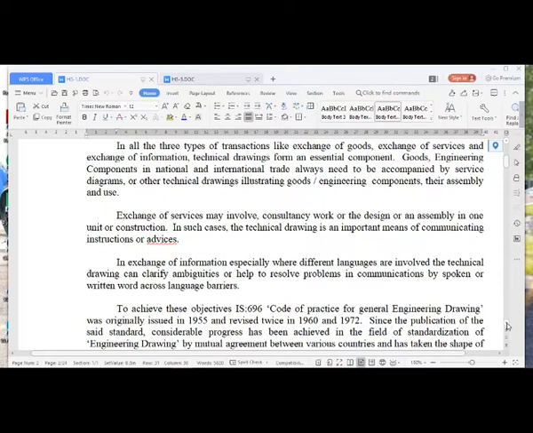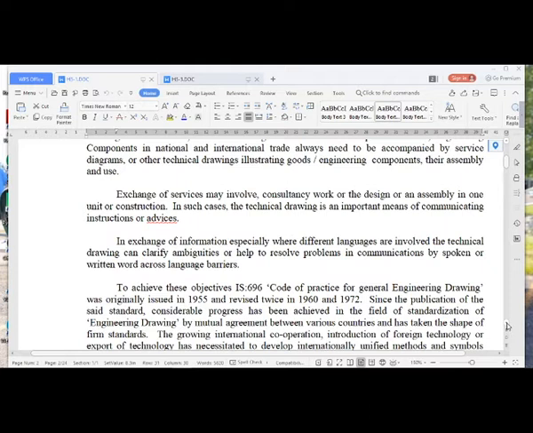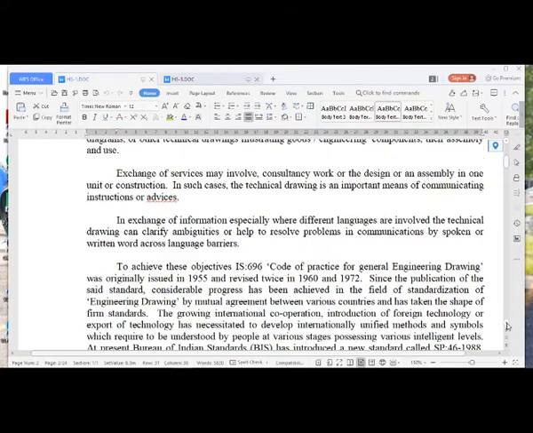Engineering Drawing. It was originally issued in 1955 and revised in 1960 and 72. Since the publication of this standard, considerable progress has been achieved in the field of standardization of engineering drawing by mutual agreement between various countries.